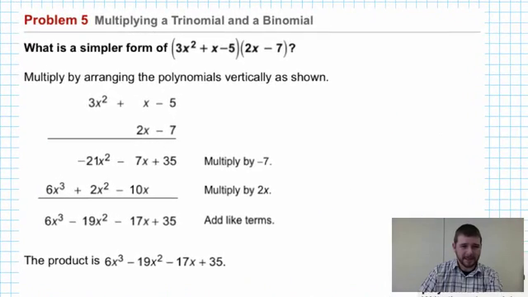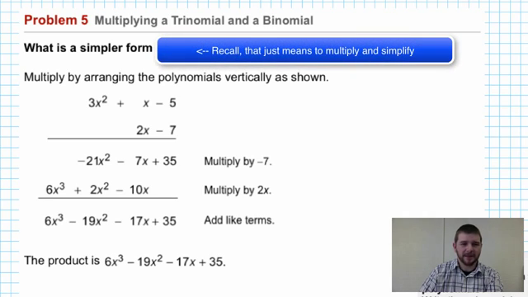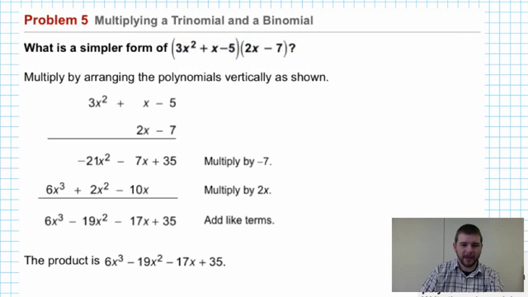The question is, what is a simpler form of 3x squared plus x minus 5 times 2x minus 7? Multiply by arranging the polynomials vertically as shown. And note that we've lined up like terms. The 3x squared has no like term in the binomial. X and its like term 2x are aligned vertically, and negative 5 and the other constant, the like term of negative 7, are also lined up vertically.